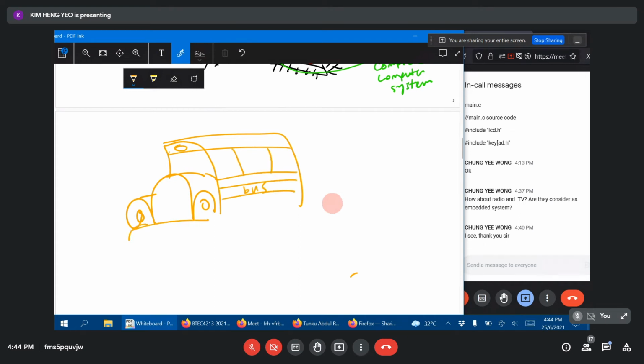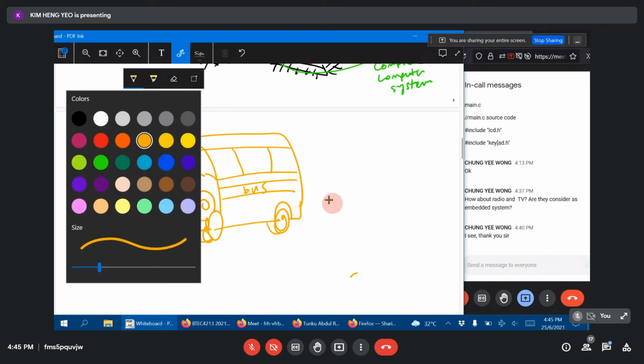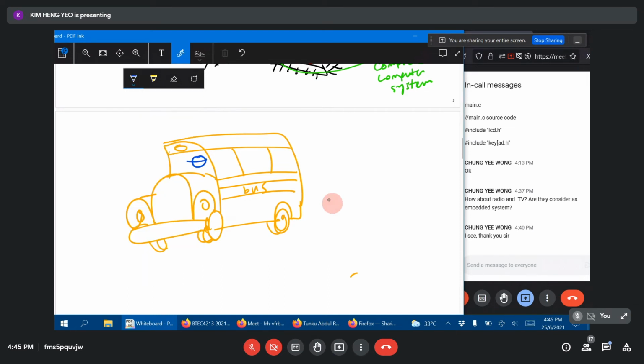Bus. Okay. Now, if you think about a bus, what do we normally see in a bus? You see a lot of people inside the bus. My question is, what do all these people inside the bus have in common? What do you think?